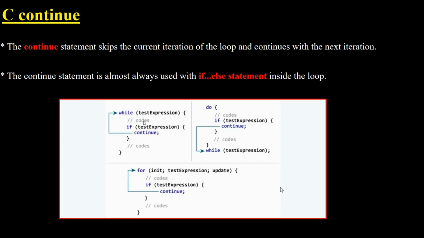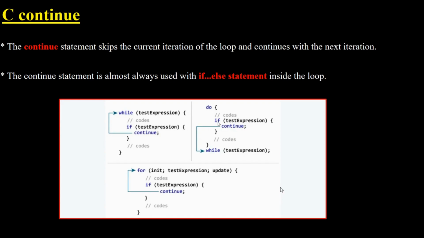In this first example, we have a while loop. Here we have our test expression. If the test expression is validated to true, this code will be executed. And we have an if statement here. If the test expression of the if statement is true, the continue statement will be executed. The program will not continue the execution and will come back to the while to test the test expression again. If the test expression of the if statement is not true, the program will not execute the continue statement and will continue with this code.